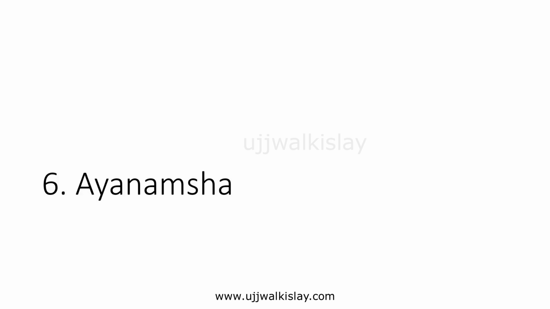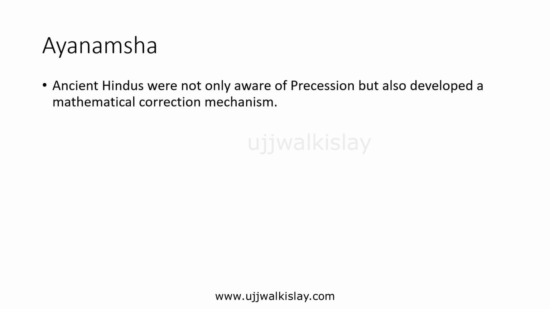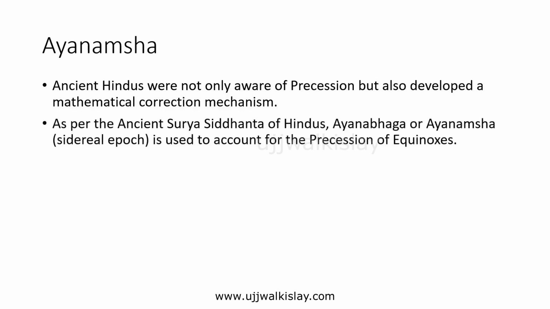Section 6: Ayanamsh. Ancient Hindus were not only aware of precession but also developed a mathematical correction mechanism. As per the ancient Surya Siddhanta of Hindus, Ayanabhaga or Ayanamsh, that is the sidereal epoch, is used to account for the precession of equinox.